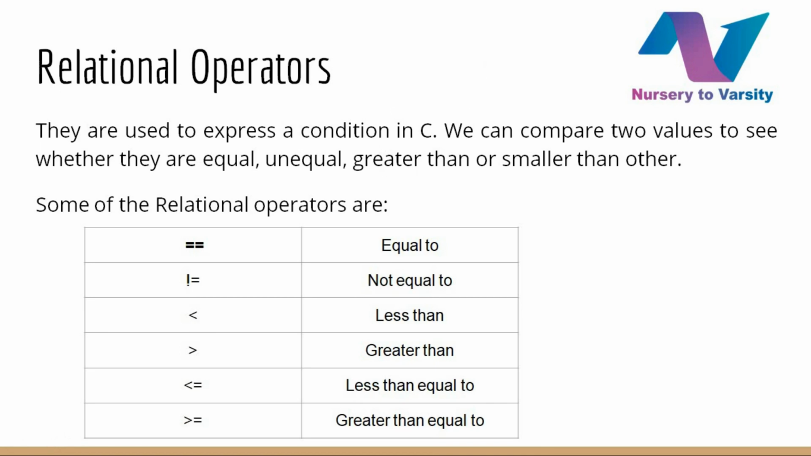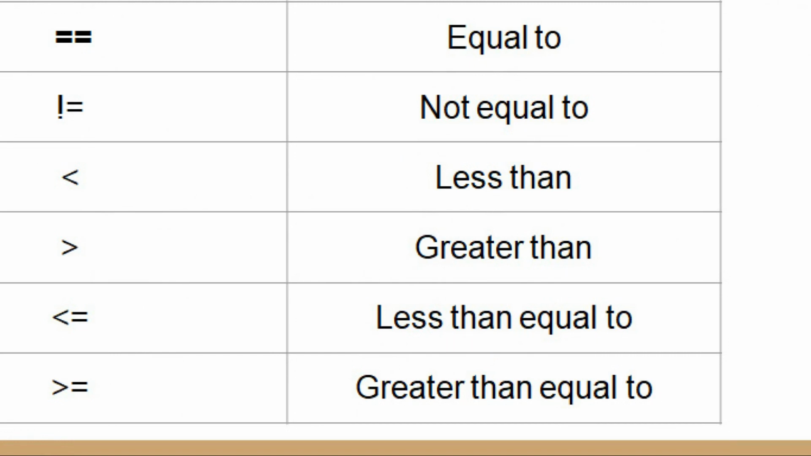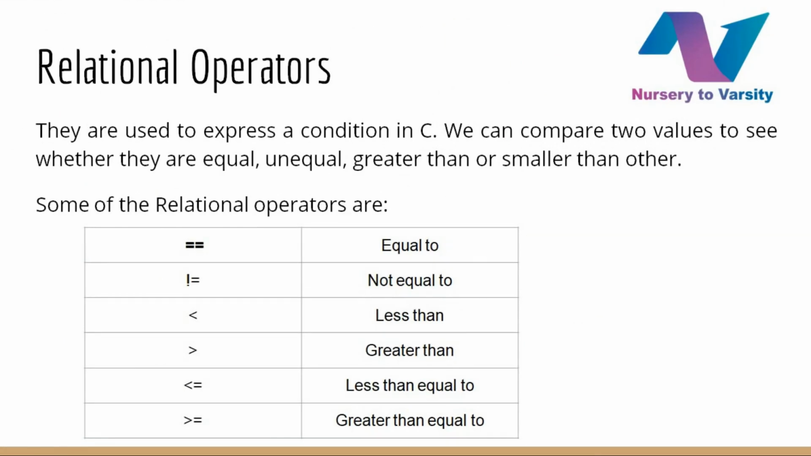In the previous tutorial, we have seen in the syntax that if statement requires a condition. So with the help of relational operators, we can compare two values to see whether they are equal, unequal, greater than or smaller than other. Some of the relational operators are equal to, not equal to, less than, greater than, less than equal to or greater than equal to. You are familiar with these two operators except the first two.